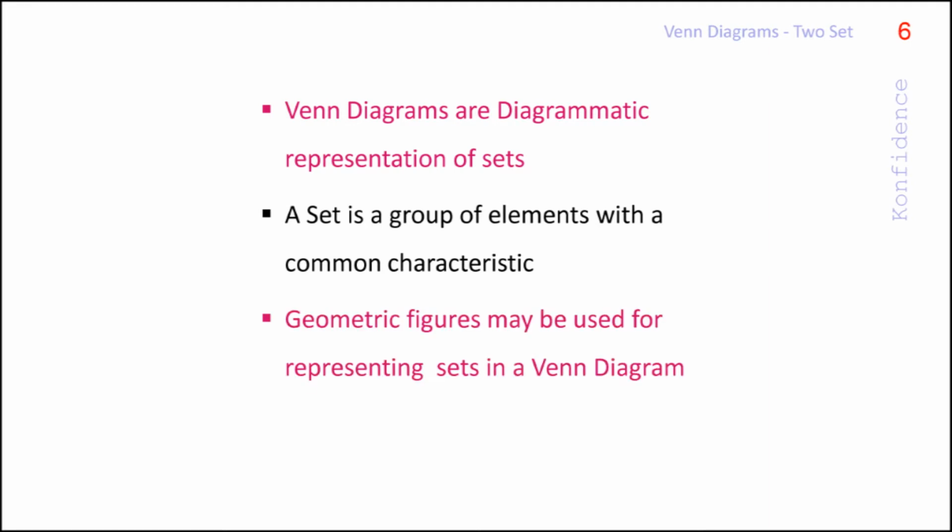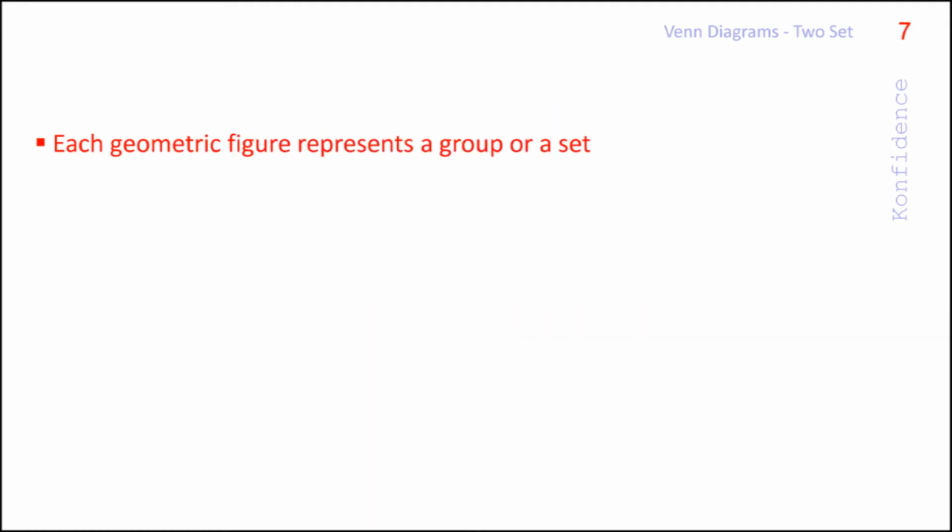Geometric figures like circles, ovals, triangles, rectangles, etc. are used in the representation of sets. For example, a set of politicians can be represented geometrically as a circle or rectangle or square or any other figure. Each geometric figure represents a group or a set.